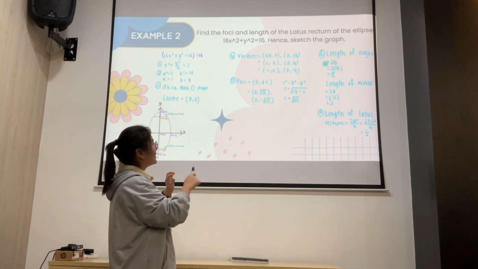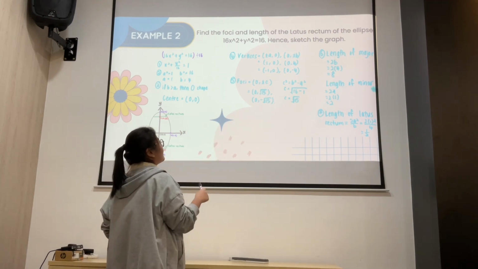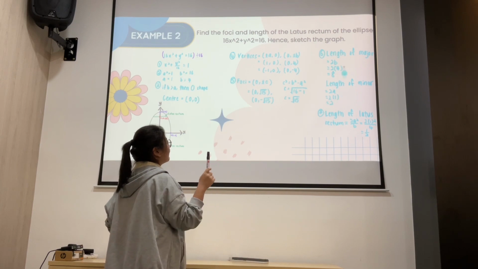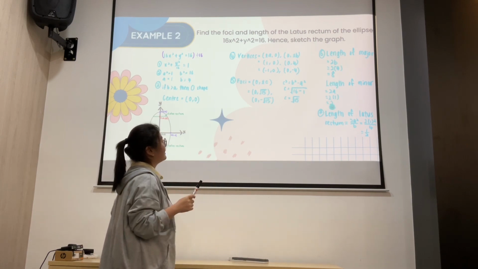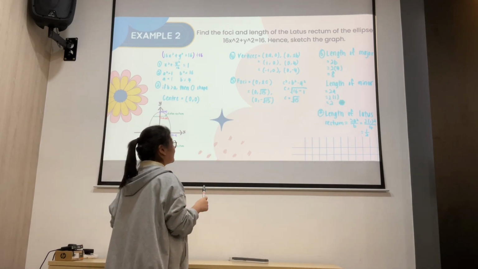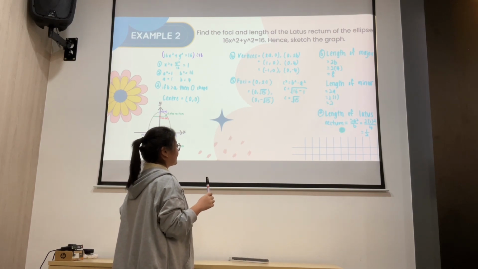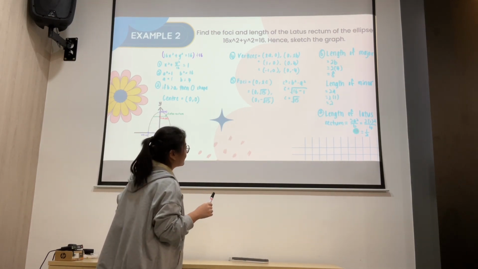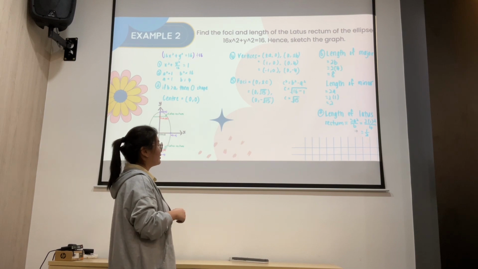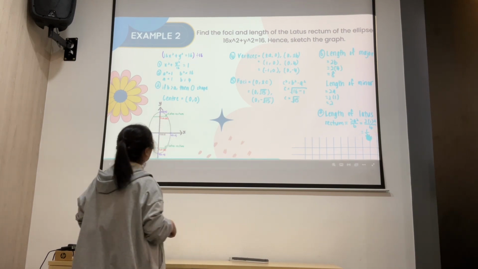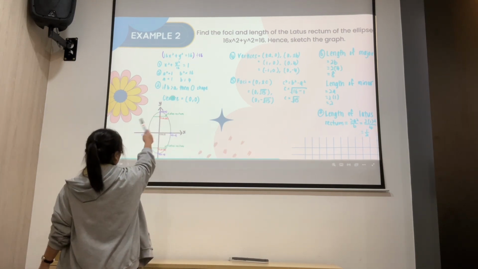Now for the length of the major axis and the length of the minor axis, we use 2b and 2a, and we find the length of the major axis is 8 and the length of the minor axis is 2. The last is the length of the latus rectum. We use the equation 2a squared over b, and we find the length is 1 over 2. So from the above information, we can sketch the graph.